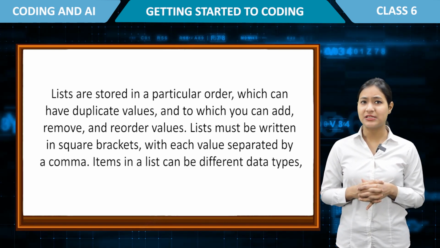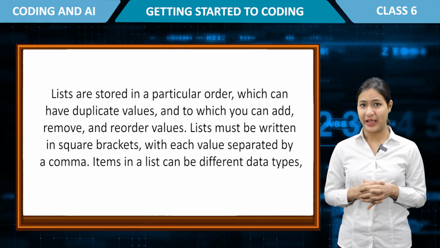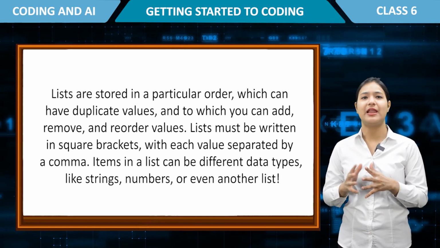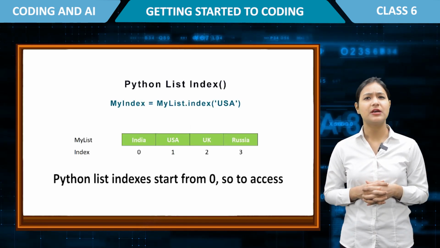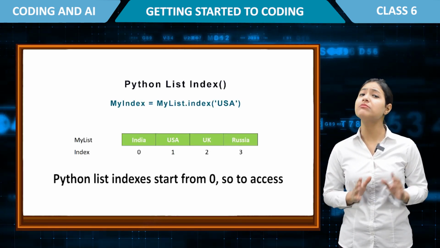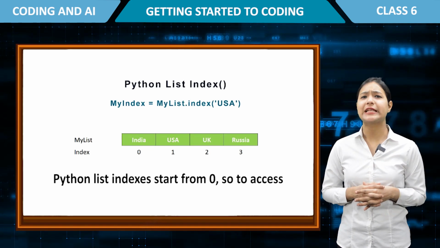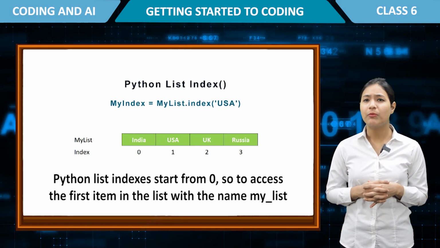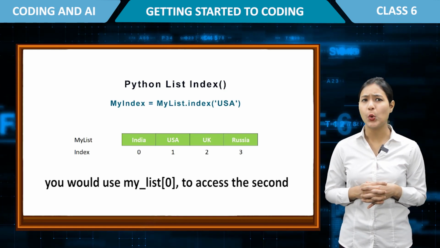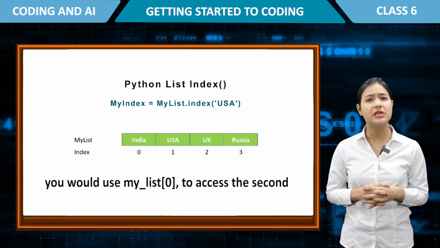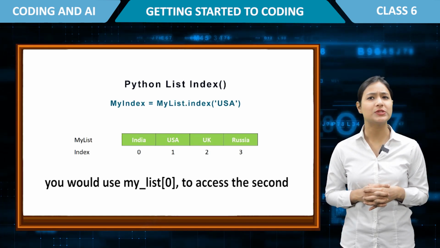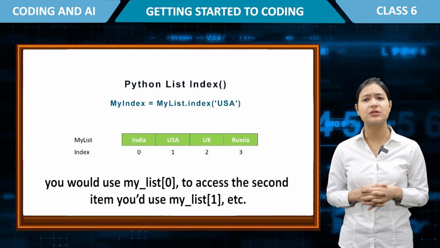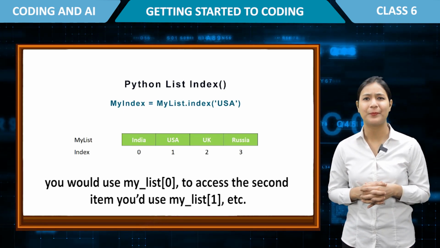Items in a list can be different data types like strings, numbers, or even other lists. Python list indexes start from 0. So to access the first item in the list with the name mylist, you would use mylist[0]. To access the second item, you would use mylist[1], etc.